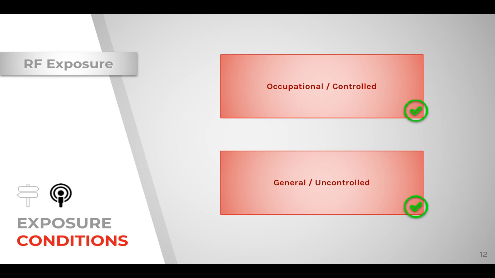Just to summarize, occupational and controlled basically means that the exposure is controlled, and it can be a result of someone's work environment, versus general and uncontrolled. It's not employment related. It's just that anyone can come near the vicinity of this wireless transmitter. So it has stricter limits.